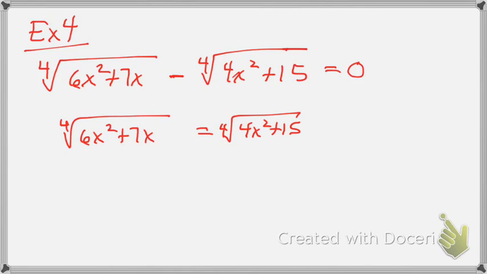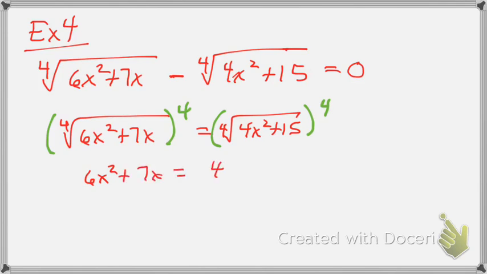What should I do to get rid of the fourth roots? Okay, take it to the fourth power. So fourth power and fourth root cancel each other out, and I'm left with 6x squared plus 7x is equal to 4x squared plus 15. Everybody with me?